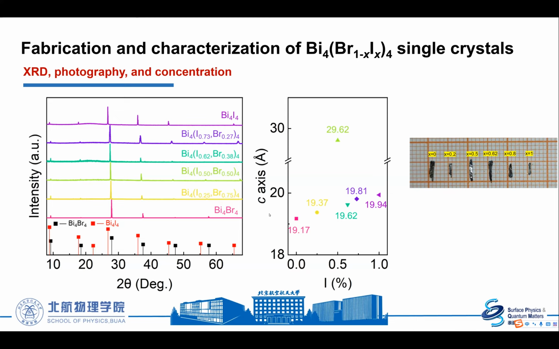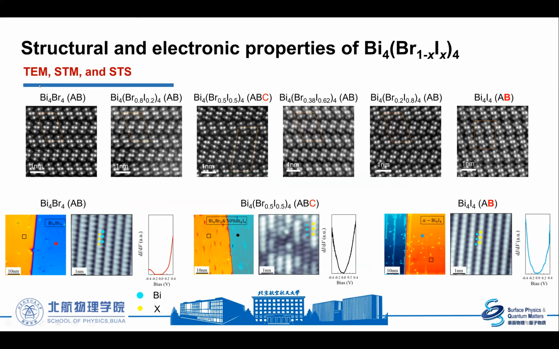From the XRD results, we could not see any more information such as the structural phase transition. As we perform the transmission electron microscopy measurements combined with the focused ion beam technique, we see that the pure bismuth bromide case is a typical AB structure. With the increment of the iron concentration, when the iron concentration is around 50%, there is a three-layer structure obtained. And then with the further increment of the iron concentration, it changes back to the structure of bismuth bromide.